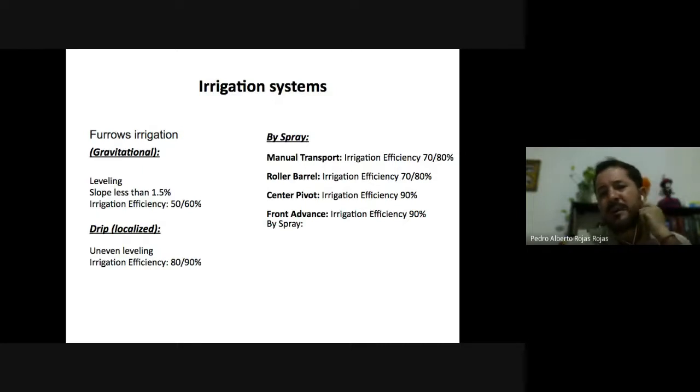And there is the spraying system, or watering like rain. There is different equipment, like manual transport, with an irrigation efficiency of 70 to 80%. The roller barrel has an efficiency of 70 to 80%. Center pivot is 90%, and the front advance also has an irrigation efficiency of 90%.